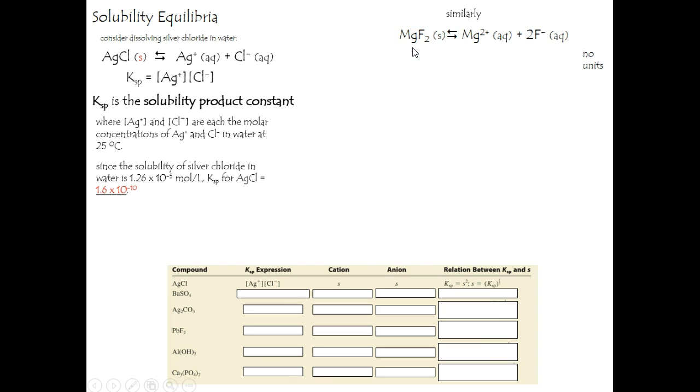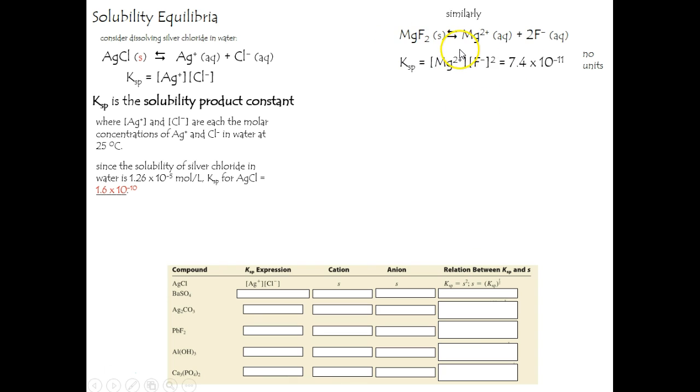Take magnesium fluoride, throw it in water. You'll get some magnesium cations, some fluoride anions, and you'll also get some undissolved magnesium fluoride. It's a slightly soluble salt. In this case, for every magnesium ion that forms, we get twice as many fluoride ions, so this is going to affect things mathematically. But we don't have to get too predictive about it. We can do our standard analysis.